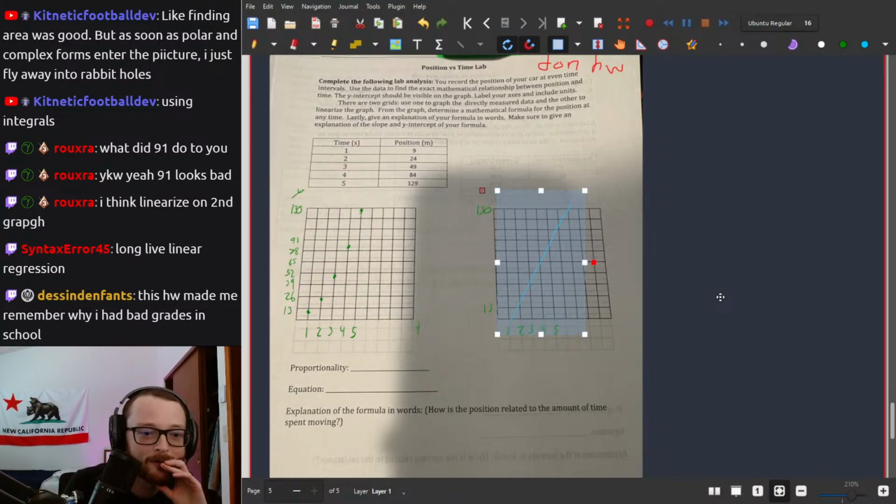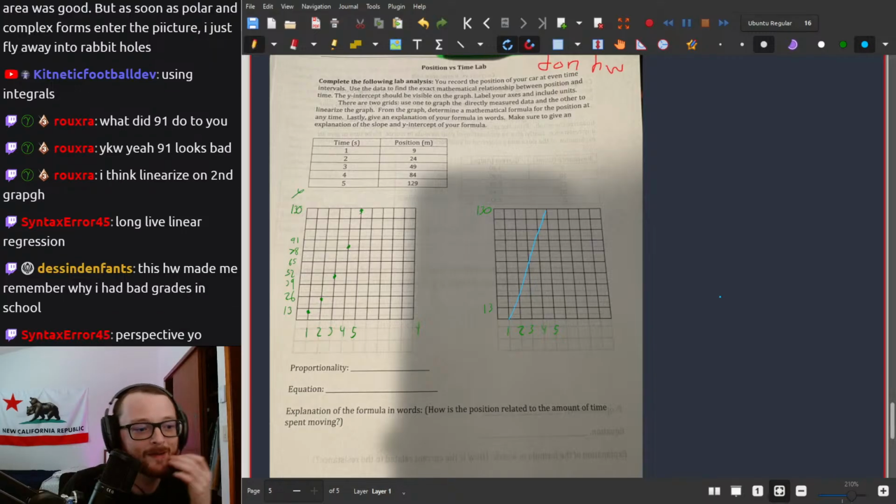Wait, why is that different? Oh, because the picture isn't perfectly square. And that's fine. It's kind of trippy that it didn't work to do it like that. Okay. Yeah, perspective is weird.